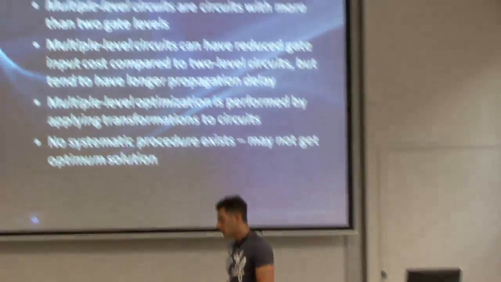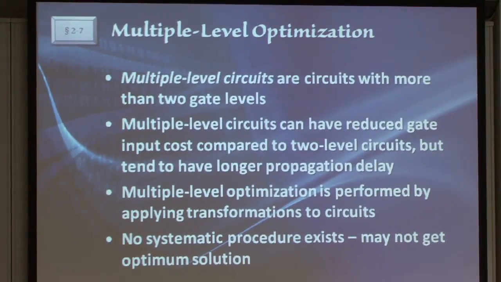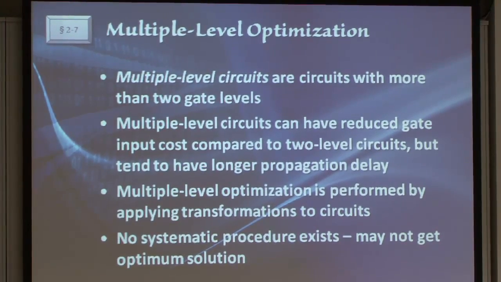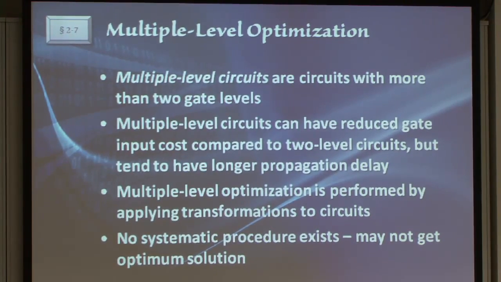Multiple level optimization. So up until now, with K-maps, what we were interested in is always a two-level optimization of a circuit. If you remember, last week we said we want two-level optimization because two levels usually give us the fastest circuit possible. Not necessarily the smallest one, but it will always have two levels of propagation delay. The alternative is to use a multiple level optimization.